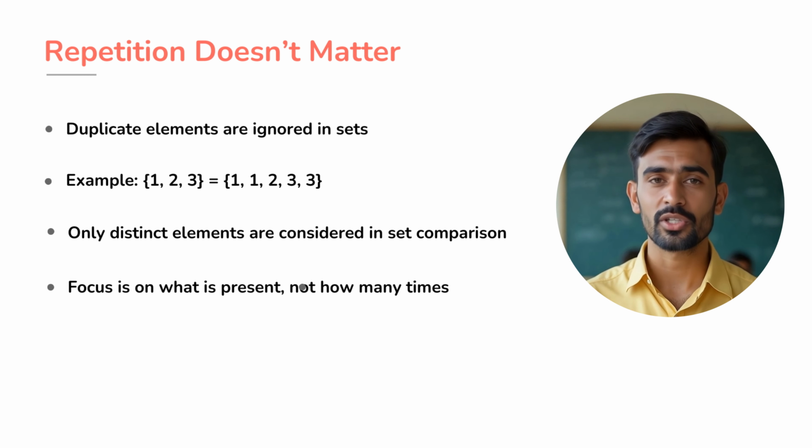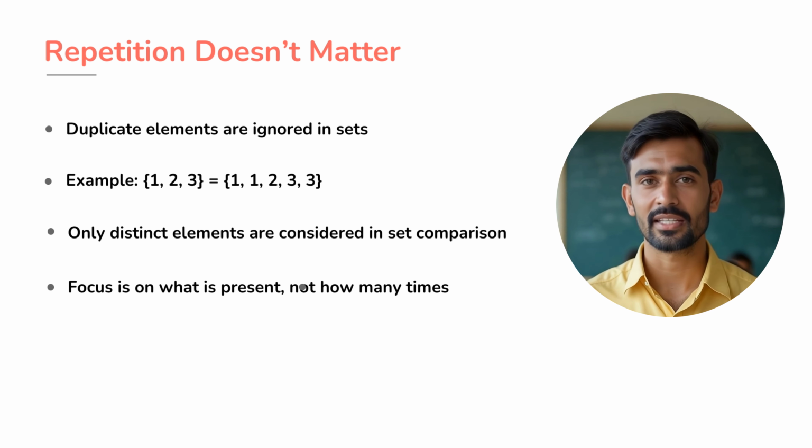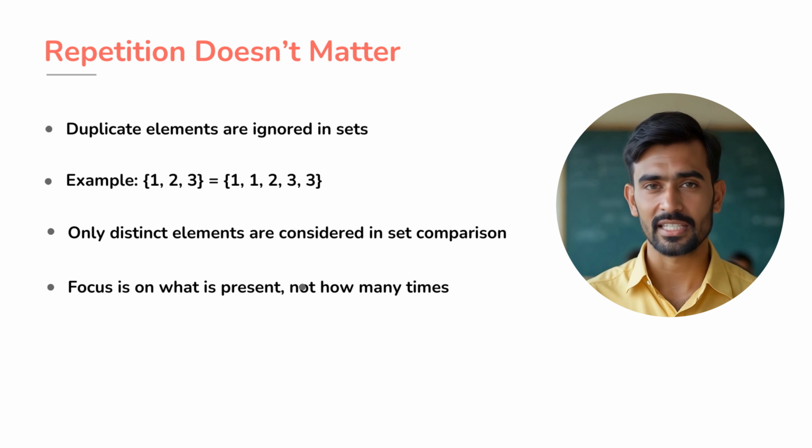Here's something important. Repetition doesn't matter in sets. If set C is {1, 2, 3} and set D is {1, 1, 2, 3, 3}, then sets C and D are still equal. That's because we only look at the distinct elements. In set theory, duplicates are ignored. We only care about unique values.